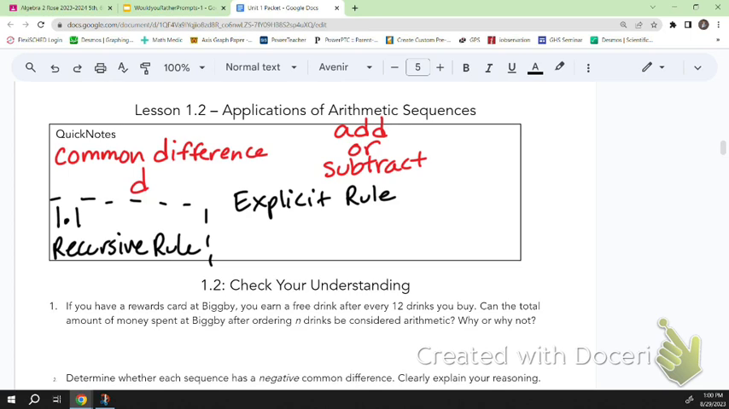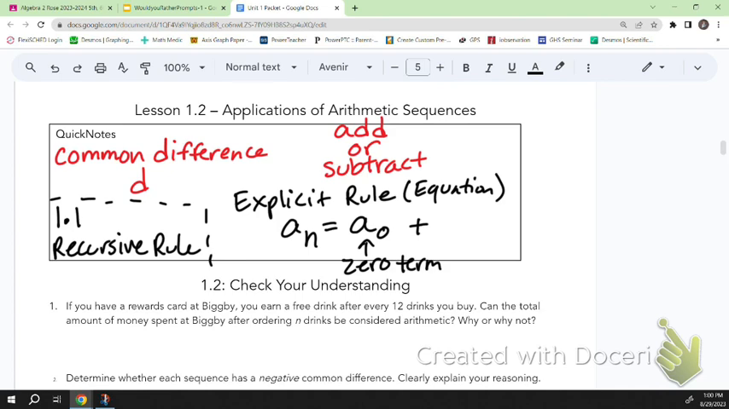Okay, and we're always going to start with a sub n. That's how we name a sequence, rule, or equation. I'll put equation. Parentheses. We're always going to start with the zero term, a sub 0, the zero term, plus our common difference times n, where n is the term number, it's the input.